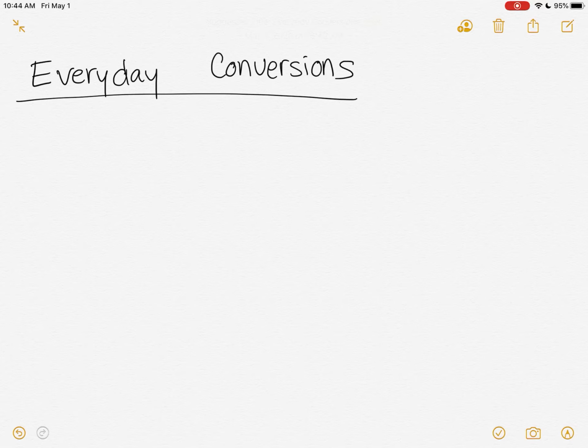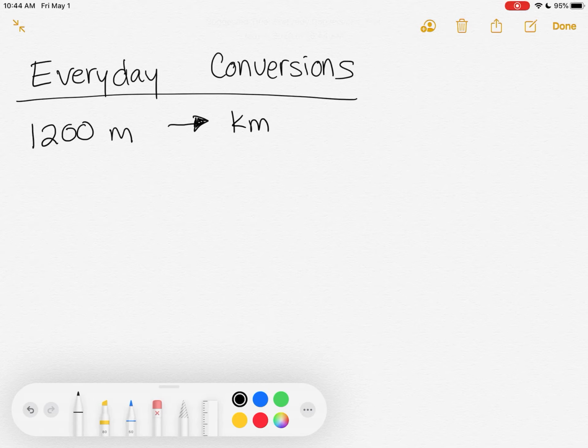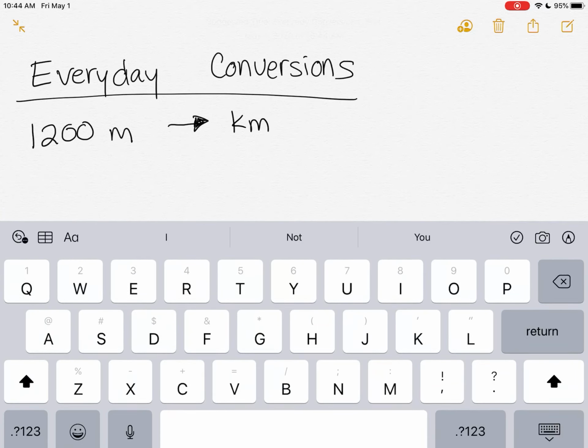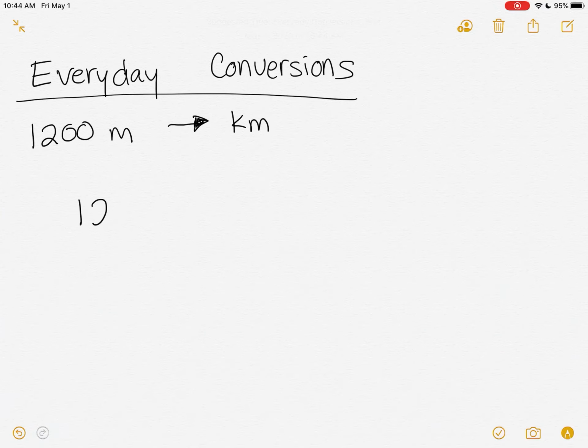So I'm going to start with saying I have 1,200 meters, and I want to try and convert that into kilometers. So we'll start with a one-step conversion. All right, so I'm trying to convert between meters to kilometers. So I'm going to start with my value that I know. So I have 1,200 meters.